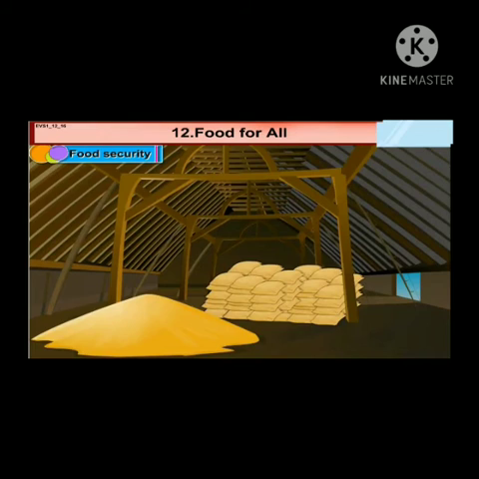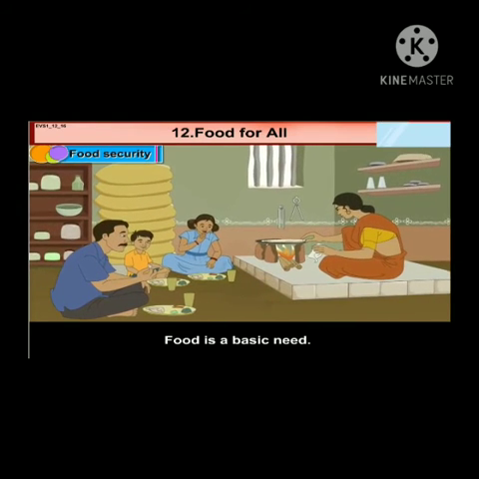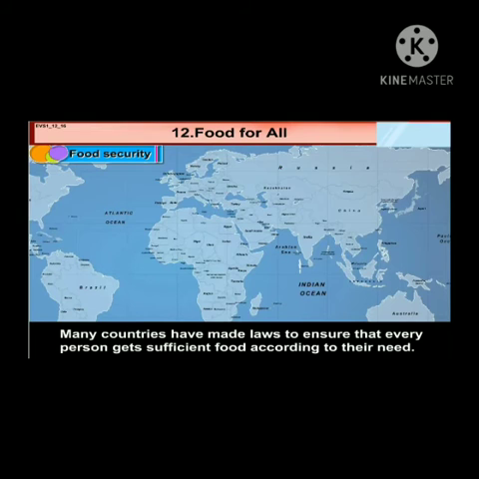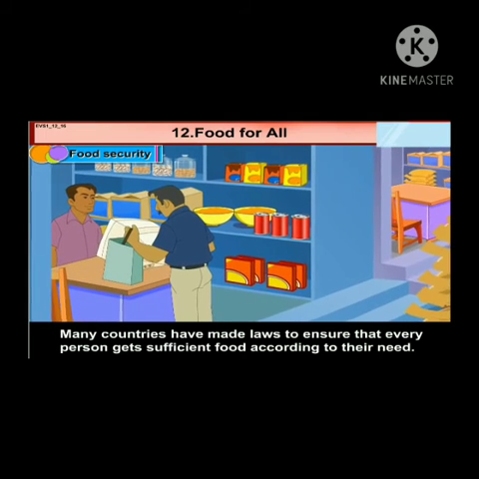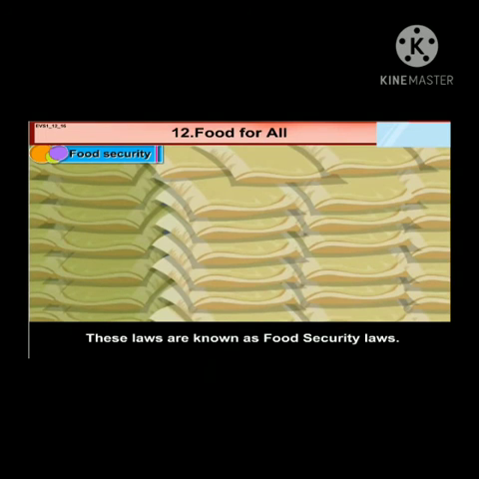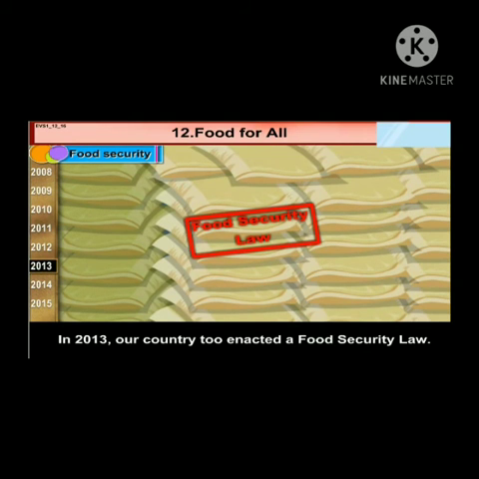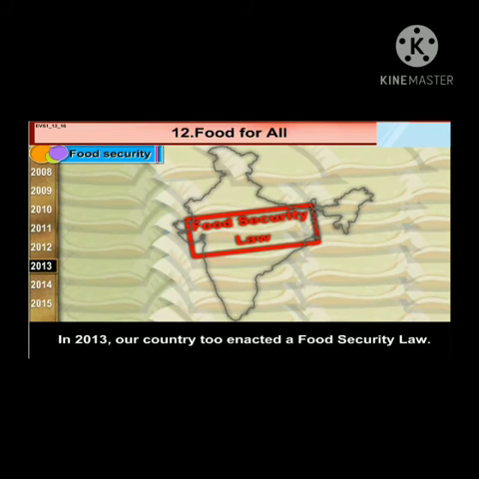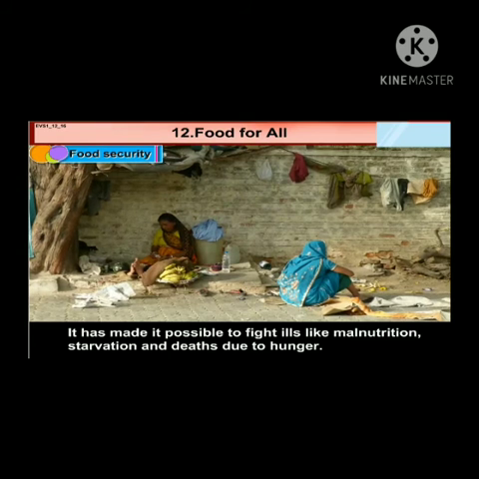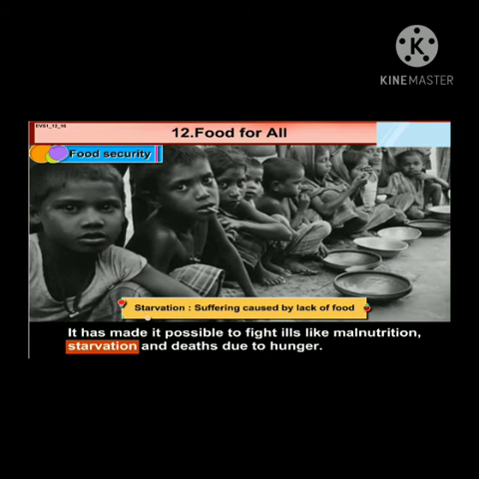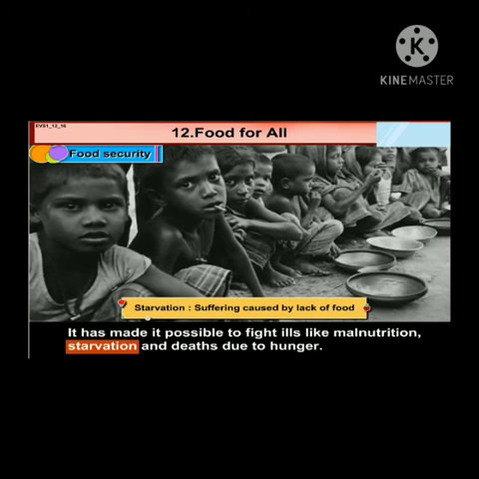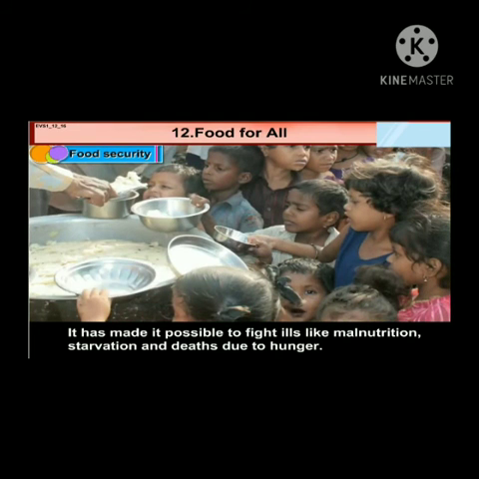Food security. Food is a basic need. Many countries have made laws to ensure that every person gets sufficient food according to their need. These laws are known as food security laws. In 2013, our country too enacted a food security law. It has made it possible to fight ills like malnutrition, means lack of proper nutrition. Starvation, what is the meaning? Suffering caused by lack of food, and death due to hunger.